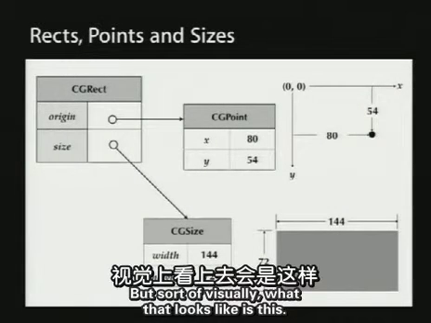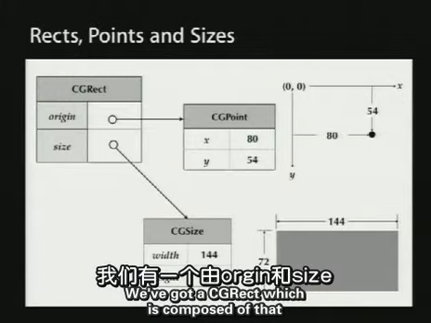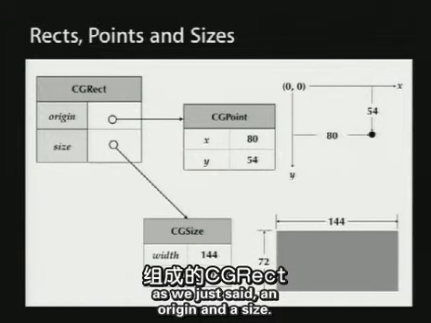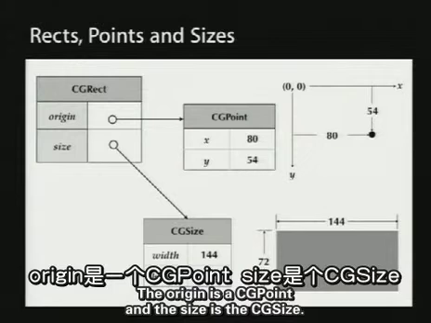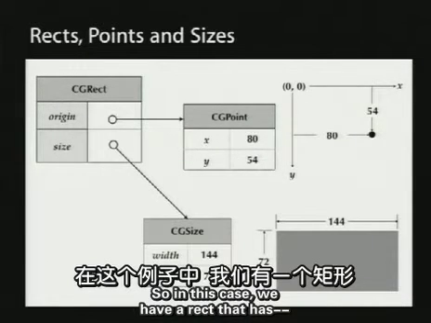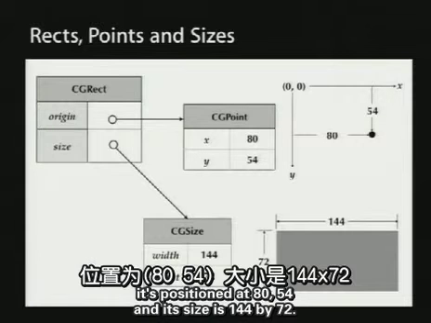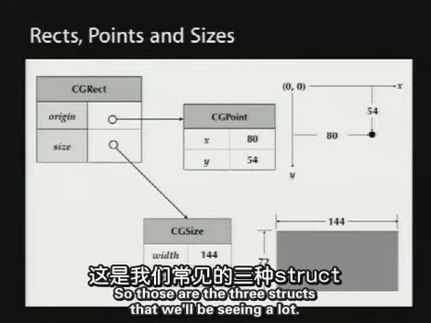But sort of visually what that looks like is this. We've got a CGRect, which is composed of, as we just said, an origin and a size. The origin is a CGPoint, and the size is a CGSize. So in this case, we have a rect that is positioned at 80, 54, and its size is 144 by 72. So those are the three structs that we'll be seeing a lot.